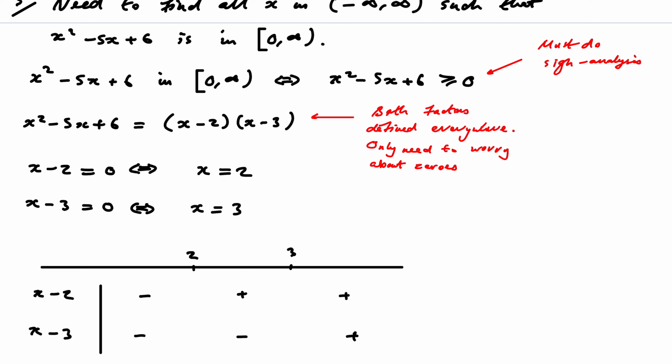So then at the top, if I'm interested in the sign of x minus 2 times x minus 3, well, this now is determined entirely by the sign of these 2 factors. 2 negatives multiplied together makes a positive, so I'm positive here. A negative and a positive makes a negative, so negative there, and 2 positives, of course, is positive. That's me doing basic sign analysis.